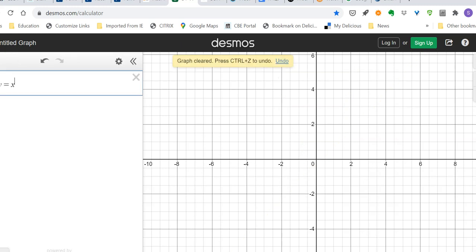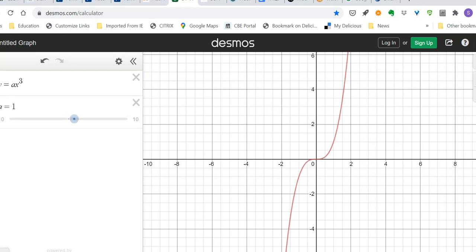So I'm just going to do a basic cube. Actually, hang on, let's do this. ax cubed. So right now with a is 1, this is the equation y equals x cubed. This is the basic cubic function, just like ax squared is the basic quadratic, right? That guy there. This is the basic cubic. It has how many x intercepts? How many y intercepts? 1. So 1 x intercept, 1 y intercept.